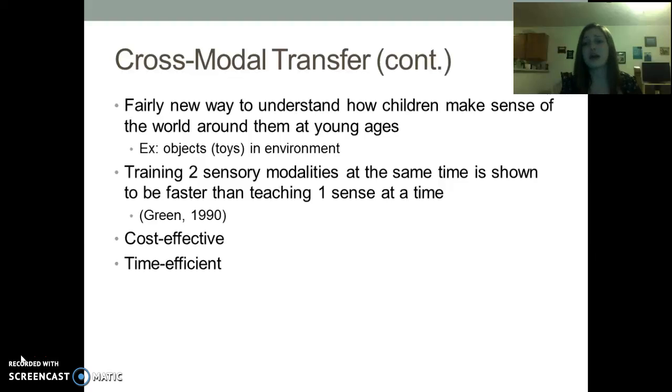So, for example, like all the objects in their environment, such as toys, they're able to understand all these objects better. And a study in 1990 found that training 2 sensory modalities at the same exact time is shown to be much faster than teaching one sense at a time. So this can be cost-effective and time-efficient, which is also what I used in my study.